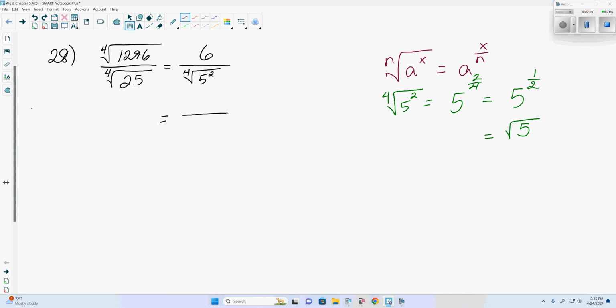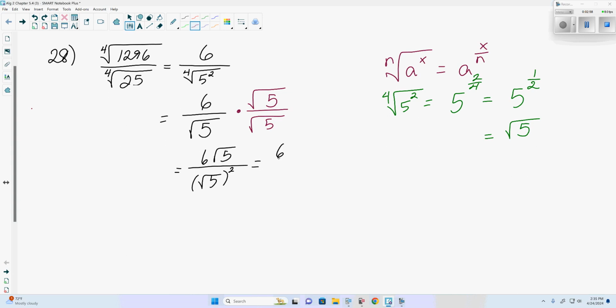So really what we're saying here is that we have 6 over the square root of 5. Now to simplify this rational expression, we need to multiply the top and bottom by something to get the square root out of the bottom of the fraction. Well, we would need to multiply by the square root of 5. Because the bottom would be the square root of 5 squared, and the top would be 6 times the square root of 5, which is just 6 square root of 5 over 5.